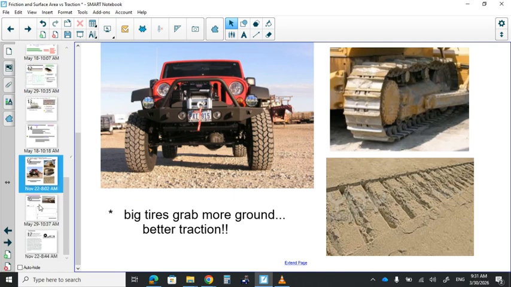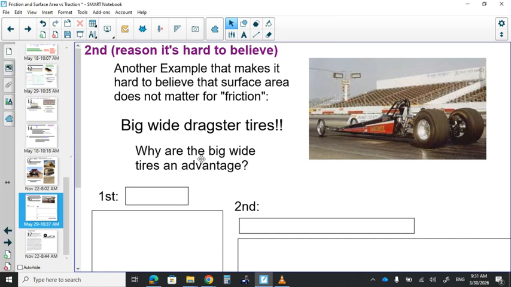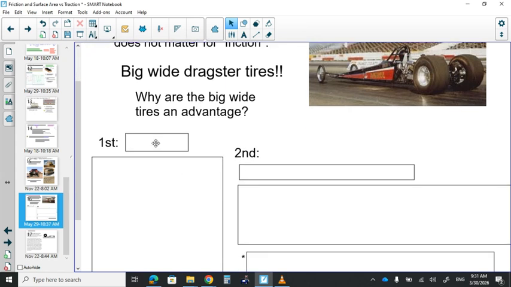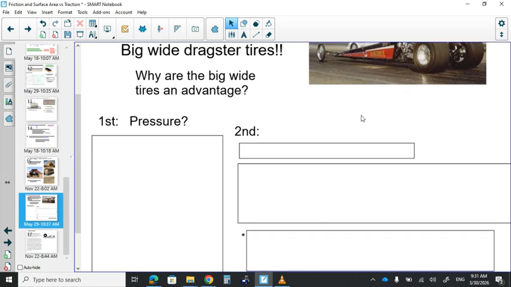Another situation you could think of that makes it hard to believe is, what about these dragsters? Why do they have big wide tires, right? So you look at that and think, oh, why do they have big wide tires? Well, their big wide tires are an advantage because you have to understand that we need these rubber tires to be super soft and sticky and grippy and whatnot, right? And so they need to be pretty soft rubber compounds.